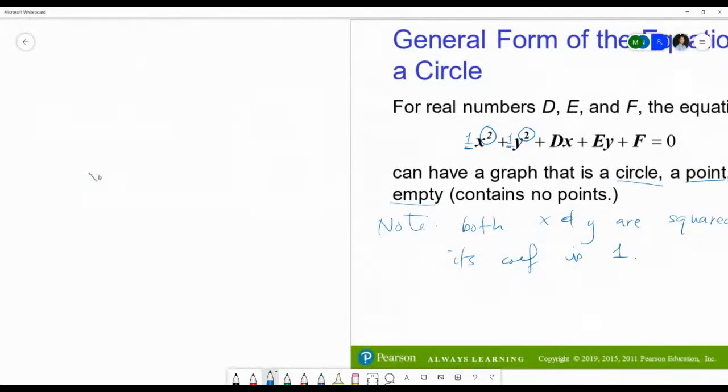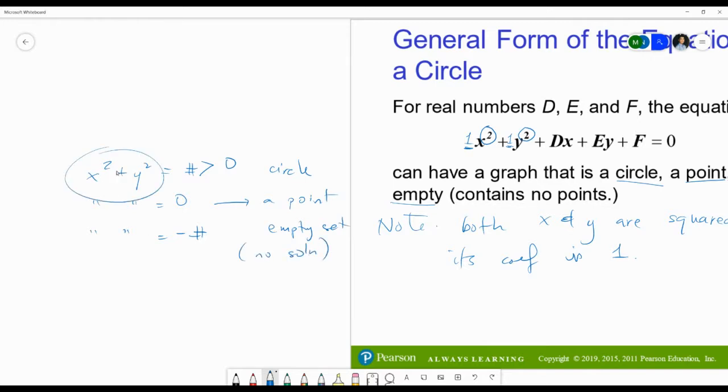So if you have x squared plus y squared equals a number, and that number is greater than 0, then you have a circle. If you have x squared plus y squared equal to 0, then you have a point. And if you have x squared plus y squared equal to a negative number, then you have an empty set, or basically no solution.